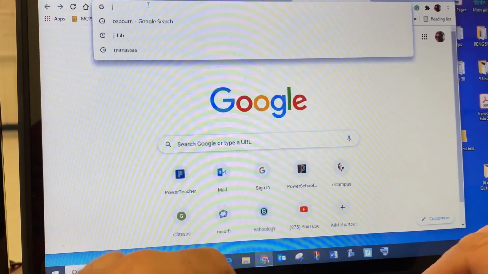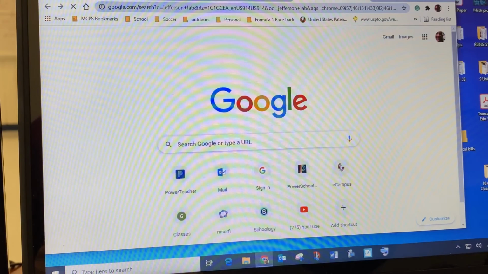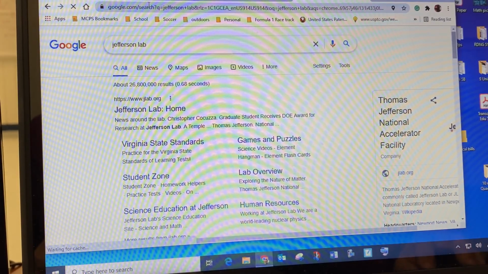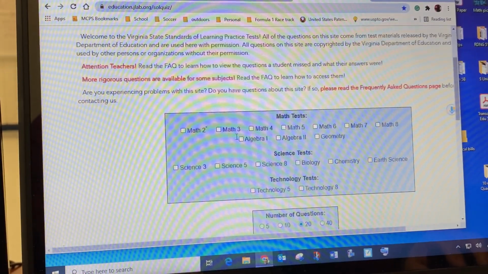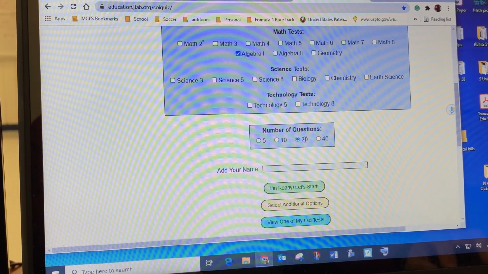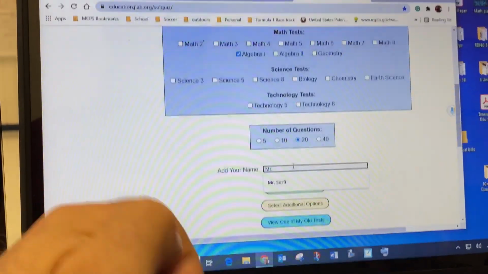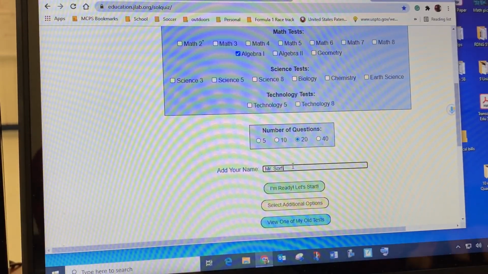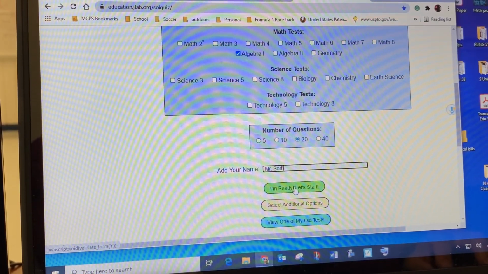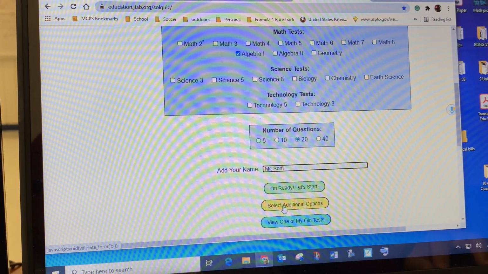All right, I go to Jefferson Lab. Jefferson Lab, right? Open it. Then I'm gonna pick Virginia State Standard. There we go. Then I'm gonna go to Algebra 1, click. Then I'm gonna go to any questions, then say Mr. Surfing. Mr. Surfing. But I'm not gonna click on "I'm ready, let's start." I'm gonna go for the second option, select additional options.